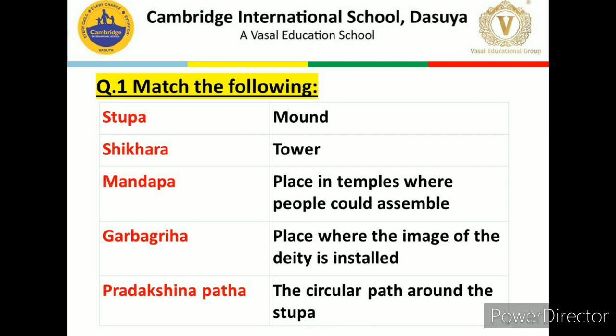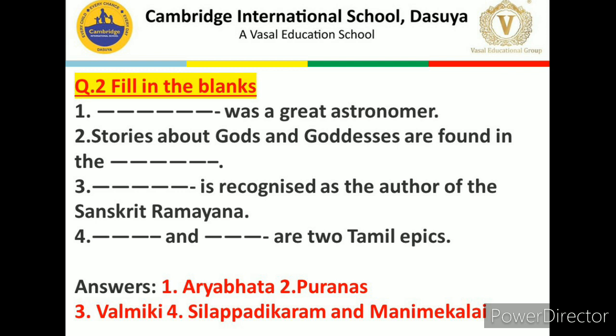I hope you all have done this exercise in your book. Now next we have fill in the blanks. So in the fill in the blanks, the first one is Dash was a great astronomer, and the answer is Aryabhatta. Aryabhatta was a great astronomer.